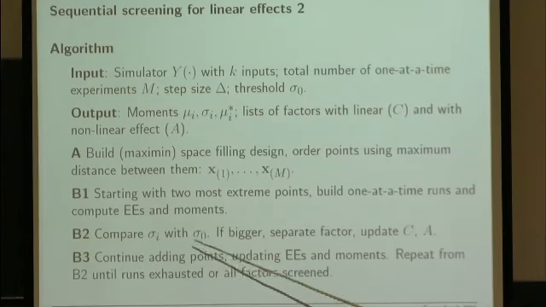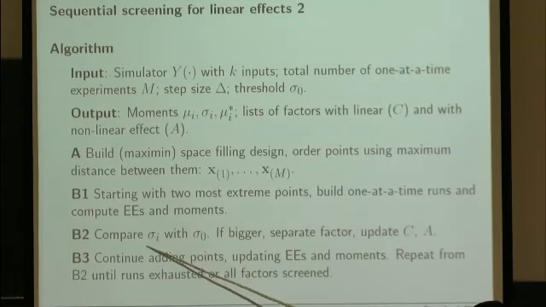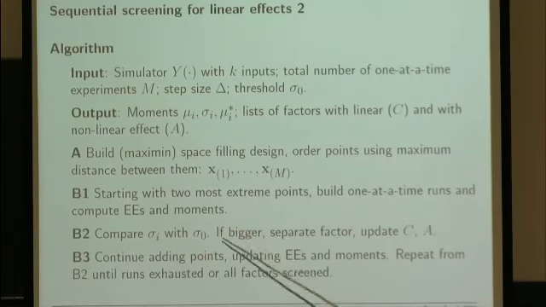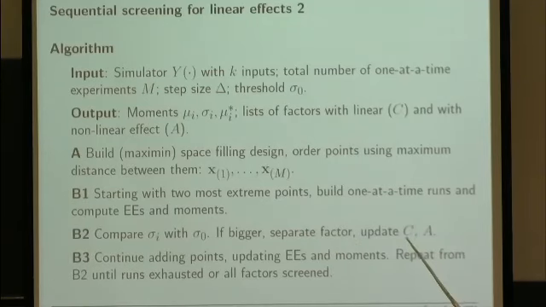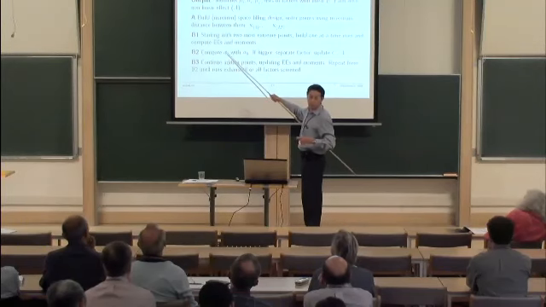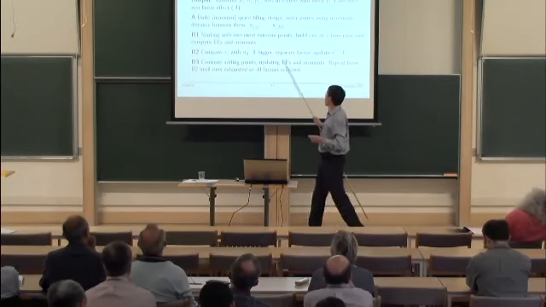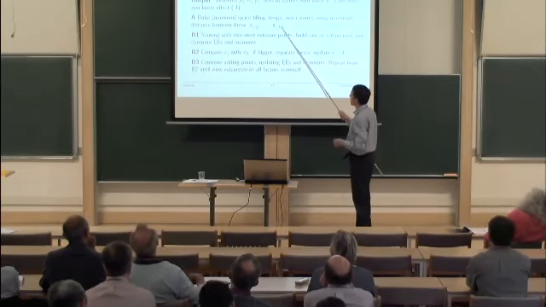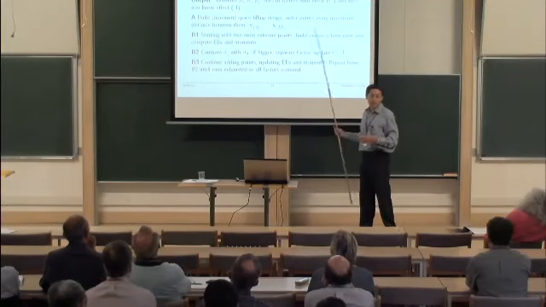And if the quantity, which is coming from the experimentation, is bigger than the threshold, we separate the factor, and we have 2 lists, or 2 baskets if you want, in which we are putting the factors that have linear effects and the factors that have nonlinear effects. But we only keep the experimentation in those that we are doubtful whether they are linear, so those that have small values of sigma I. And this continues all the way until we have exhausted this candidate set of points.